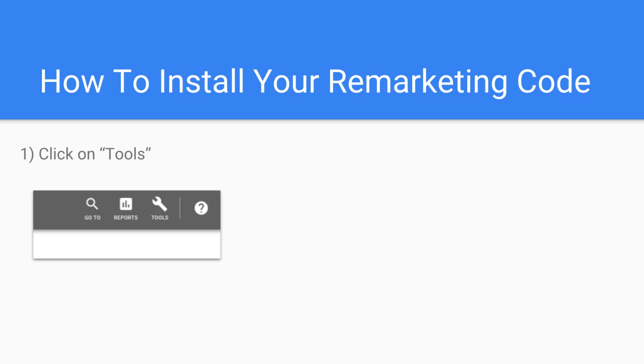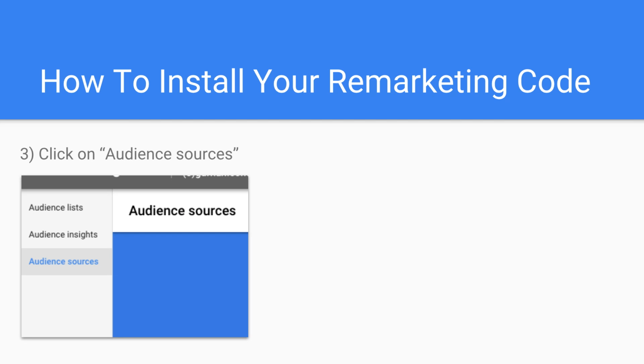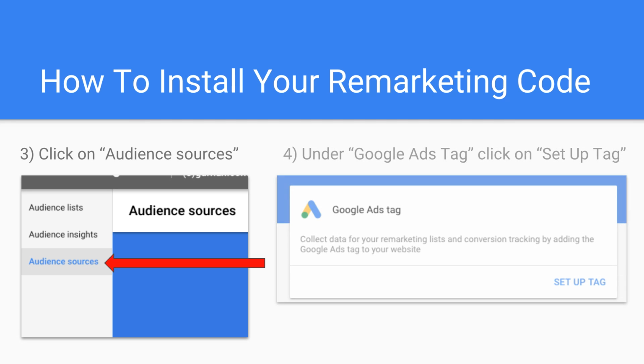So let's talk about how you install your remarketing code. You want to get into your Google Ads account, and at the top, click on Tools. From Tools, you'll want to click on Audience Manager, which is right underneath the shared library. And then click on Audience Sources. And if you haven't set up remarketing yet, there's going to be several boxes, one of which will be Google Ads Tag. You'll just want to set up tag, or choose the option to set up tag there.